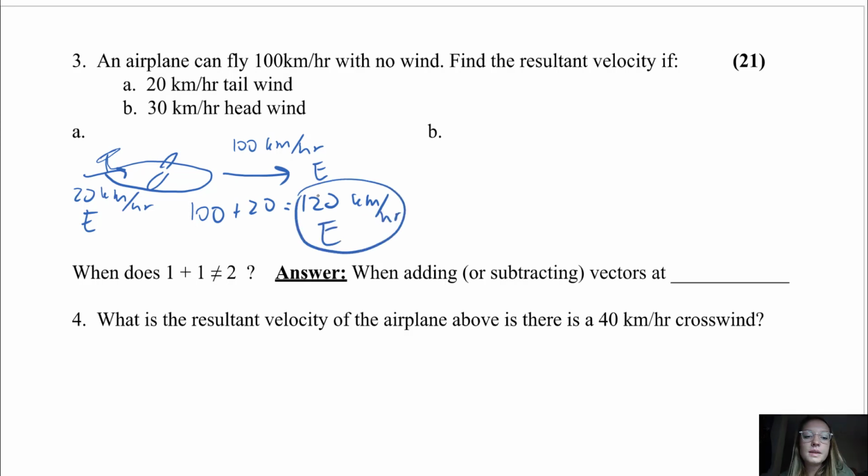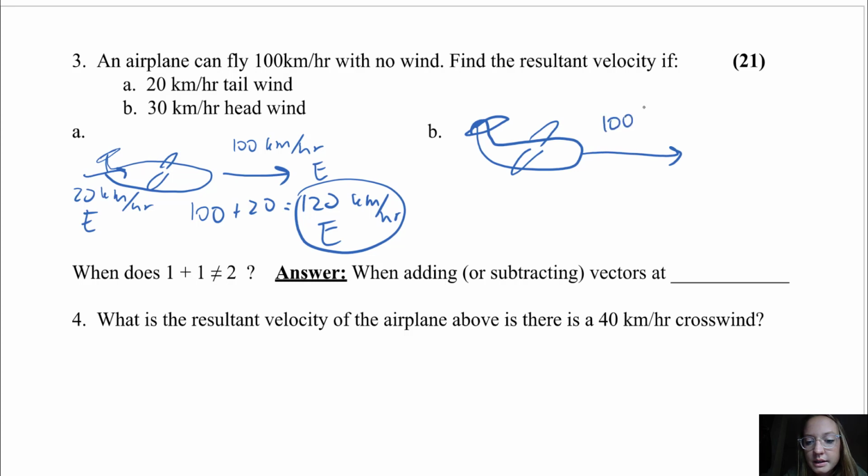Then let's look at this next problem. This next problem is the opposite. It's the one I was trying to do before. So, you guys can tell I'm an amazing artist. So this airplane is going 100 kilometers per hour east, but then it's experiencing a headwind. That is 30 kilometers per hour west.